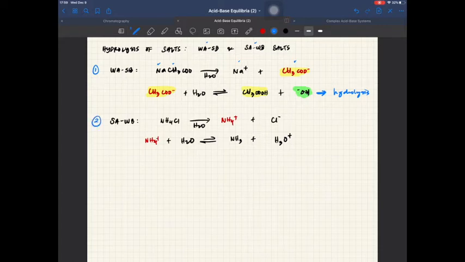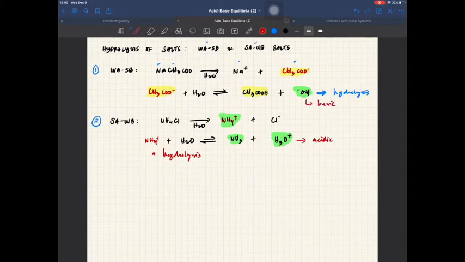Similarly, in the context of salts of strong acids and weak bases, when ammonium chloride, which is a salt of ammonia and hydrochloric acid, is ionized in water, what is produced is ammonium ion and chloride ion. But it is the ammonium ion that further reacts with water. This reaction with water is what we call hydrolysis. And this hydrolysis reaction will produce ammonia and hydronium ion. The excess hydronium ion is the reason why the resulting solution becomes acidic.